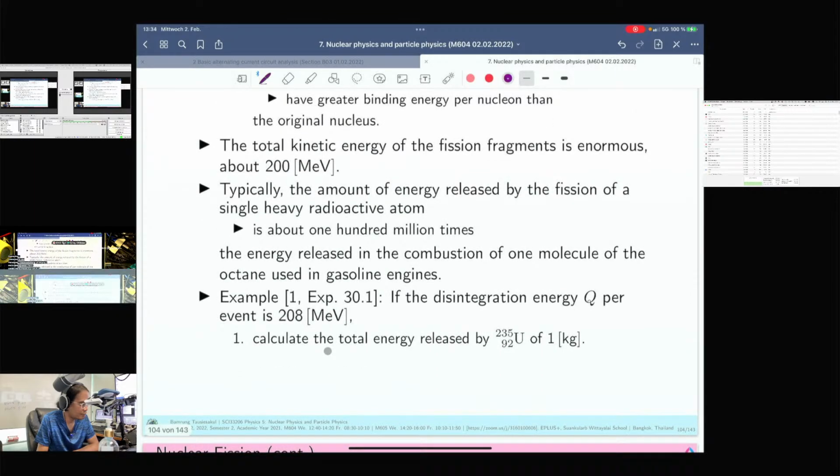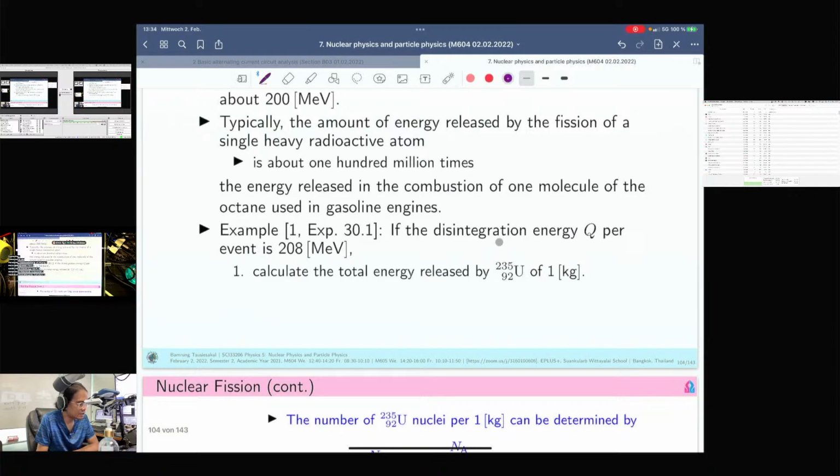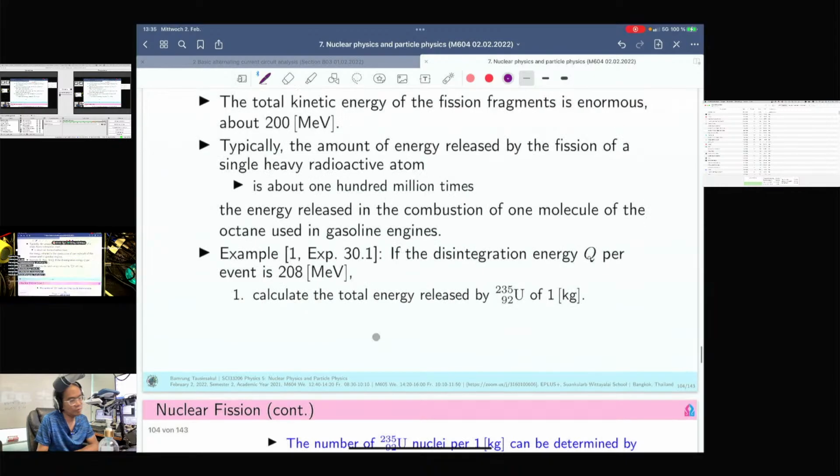And now we arrive at the first example. If the disintegration energy Q per event is 208 MeV, the question is: calculate the total energy released by 1 kilogram of uranium-235. If we use 1 kilogram of uranium-235, what is the total energy liberation we could get? Now we need to first determine the number of nuclei of uranium-235 in 1 kilogram, right?